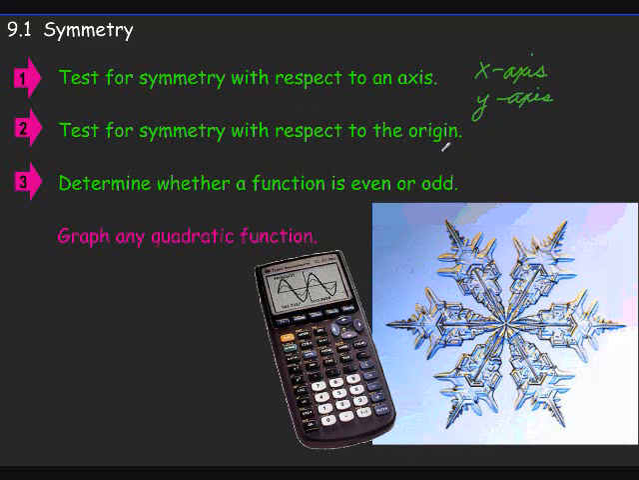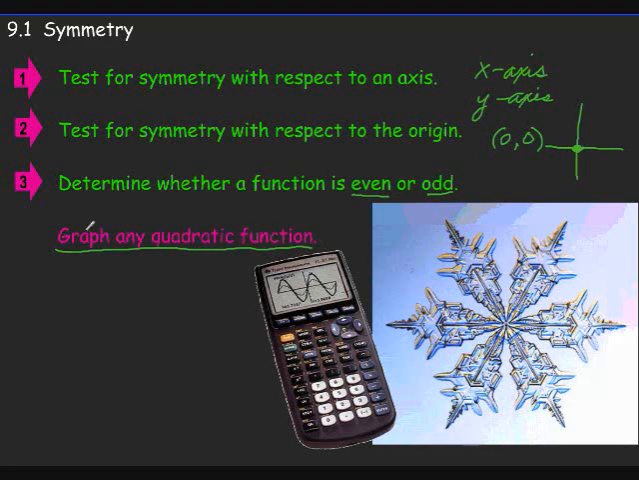And when we test for symmetry with respect to the origin, we're thinking about that point on the axis that's 0 for x. So here's x, 0 for x, and 0 for y. So we're talking about right here. We're going to also learn whether a function is even or odd. Please don't say who cares. We actually can use that information to help us out when we are graphing. In the end here, we'll be able to graph any quadratic function.